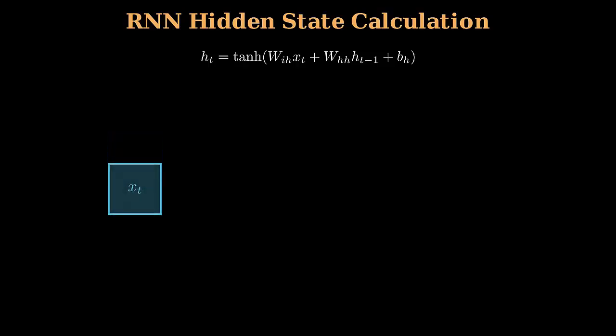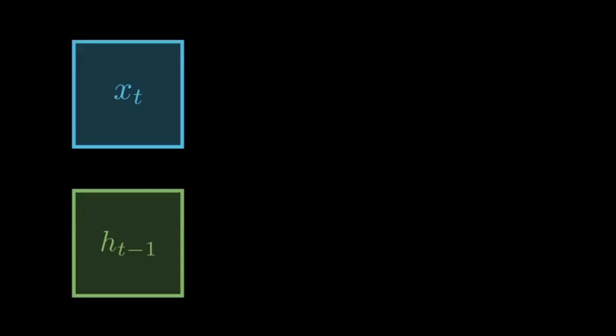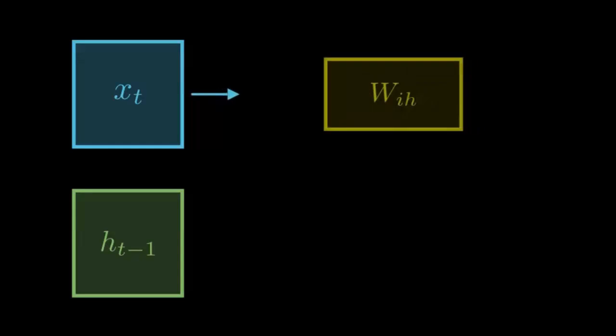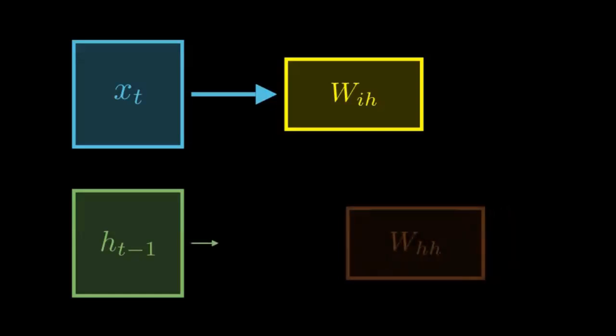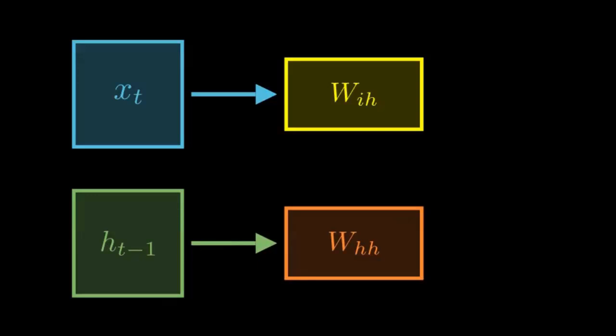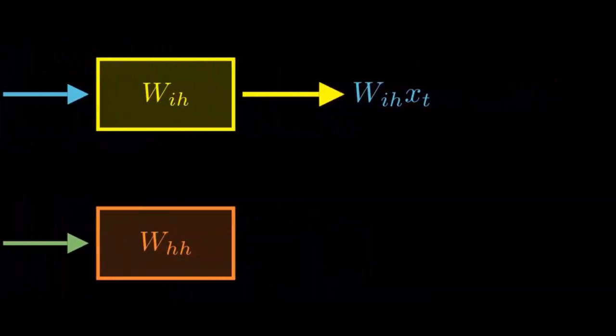The current input xt is multiplied by its corresponding weight matrix, which is WIH, weight input to hidden. This converts the input into a format suitable for the hidden state. The previous memory ht-1 is multiplied by its matrix WHH, which is weight hidden to hidden. This determines how much of the old memory should be preserved. The first multiplication gives us the input contribution, which measures the influence of the current word. The second multiplication gives us the memory contribution, measuring the influence of the past.